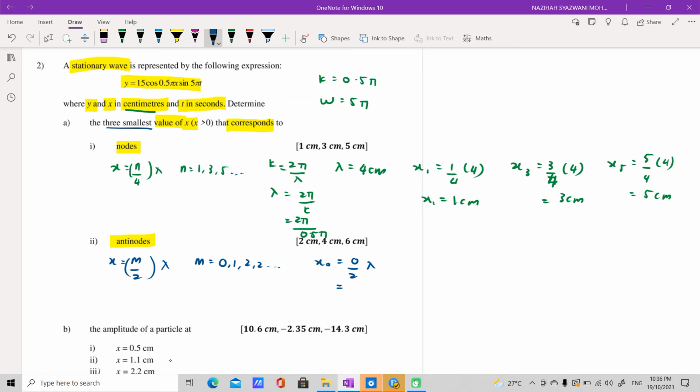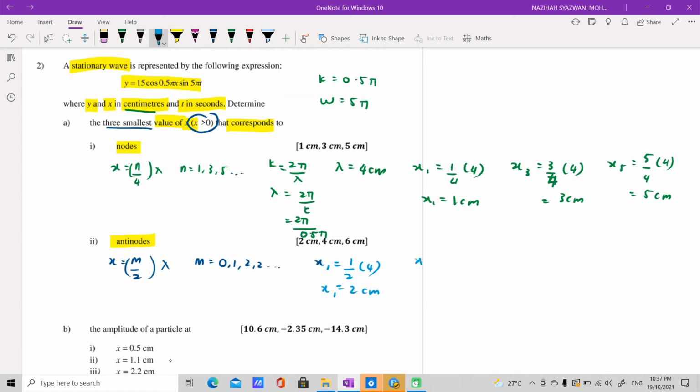Should we include the 0 for the antinode? It is stated that x must be bigger than 0. So x must be bigger than 0, and we are not going to substitute x0. We are going to start with m equals 1. So we substitute m equals 1, half of 4, so you will get x1 is 2 cm.